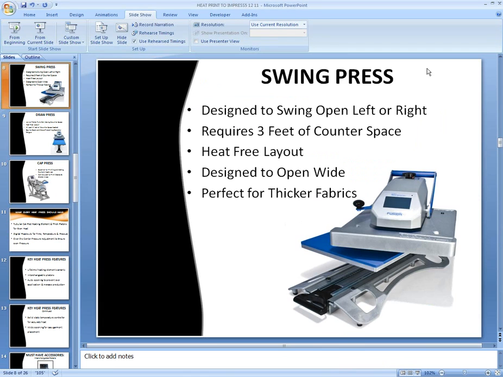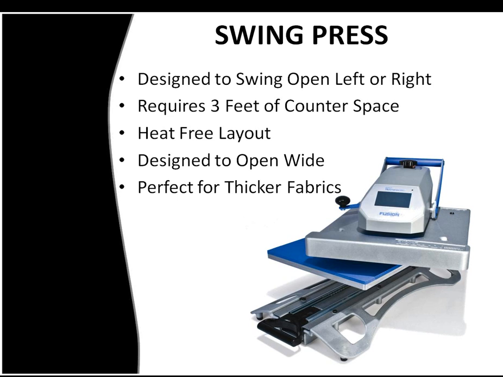So let's continue on in our PowerPoint. Let's go back to talking about the different heat presses that we have. Okay, so the next press, we were finished talking about the clam. The next heat press we're going to talk about is the swing press. And the swing press, instead of opening up and down, opens on a swing method. So as you can see, this machine swings to the left or to the right, again, allowing you heat-free workspace.